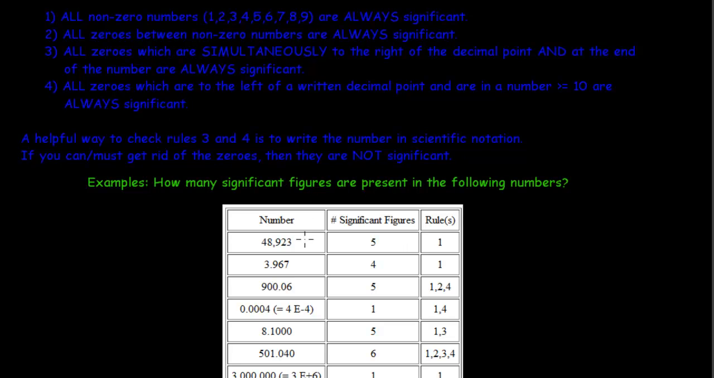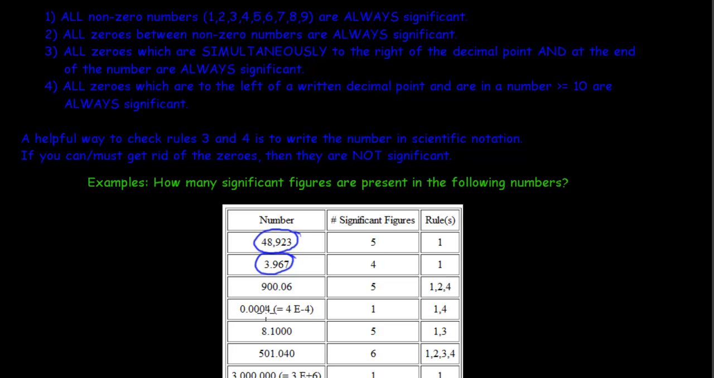Okay, so if we take a look at this number right here, these numbers are all non-zeros. We have 5 numbers, we have 5 significant figures. That's rule number 1. All non-zeros are always significant. This one, all non-zero, we have 4 of them. Again, rule 1. This one has a non-zero and a non-zero with zeros in between. This actually is significant with number 1 because we've got those significants. It's also number 2 because we have non-zeros and all zeros which are to the left of a written decimal point. There's the decimal point right there, and to the left these are always going to be significant. So we have 1, 2, 3, 4, 5 significant figures with rules 1, 2, and 4.